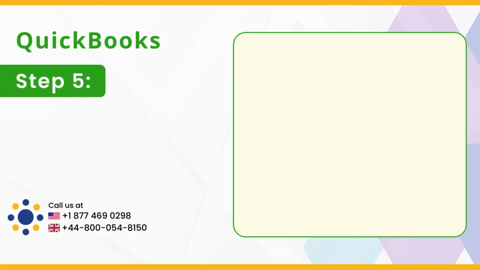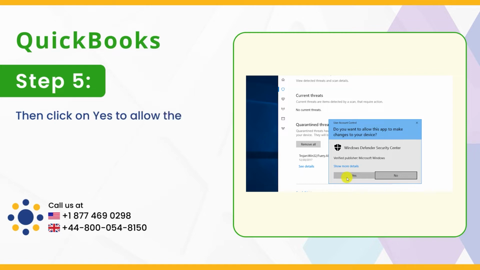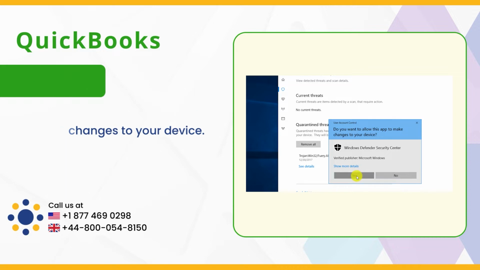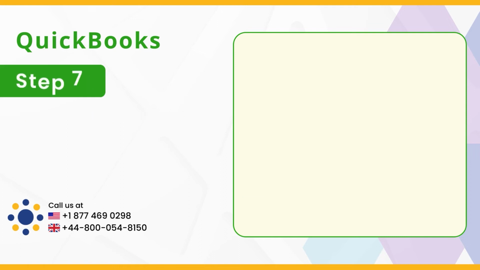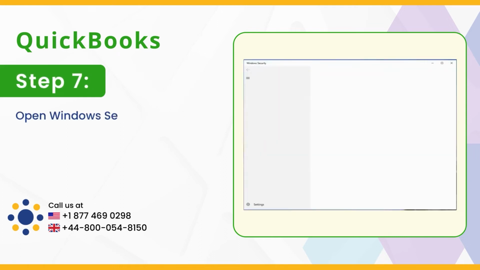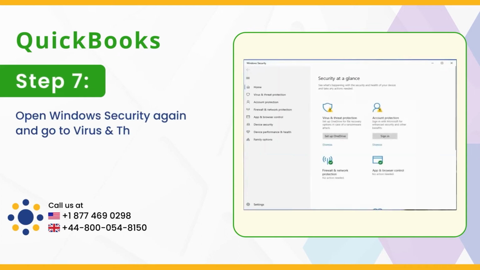Step 5. Then click on Yes to allow the app to make changes to your device. Step 6. Once done, close the window. Step 7. Open Windows Security again and go to Virus and Threat Protection.